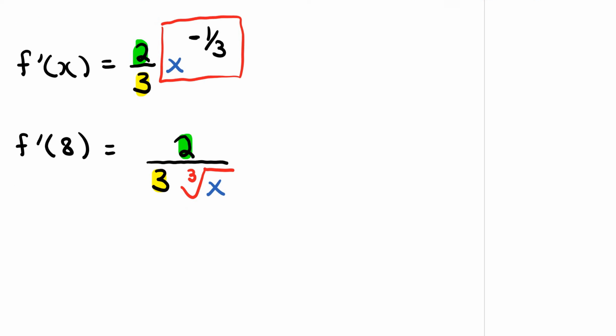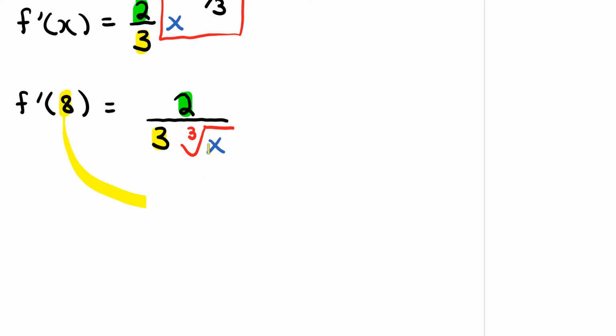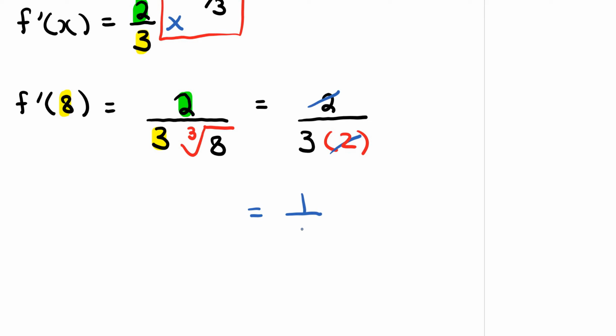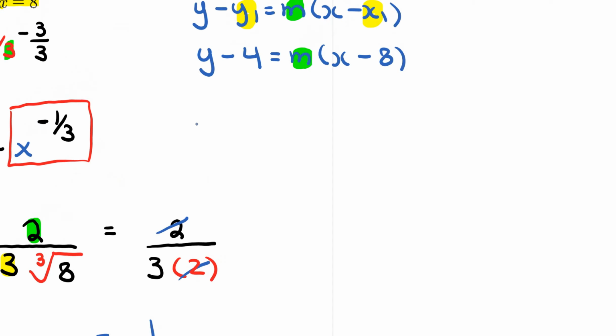And what's really nice is that we know that all the x values need to be replaced with 8, right? So if I replace this with 8, I get cube root of 8. And that's nice because we know what the cube root of 8 is, right? The cube root of 8 is simply going to be 2. And now I know that this and this cancel off, and that gives me 1 over 3. All right, so the derivative value when x equals 8 is 1 over 3. All right, so final answer is y minus 4 equals 1 over 3 bracket x minus 8.